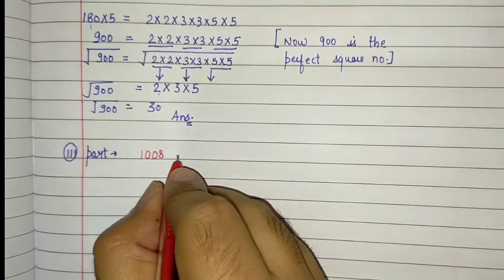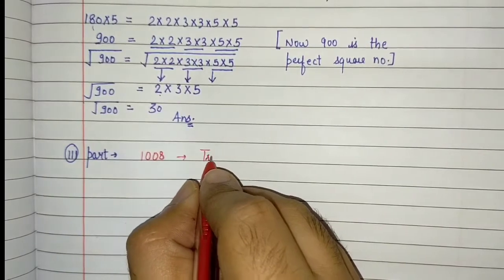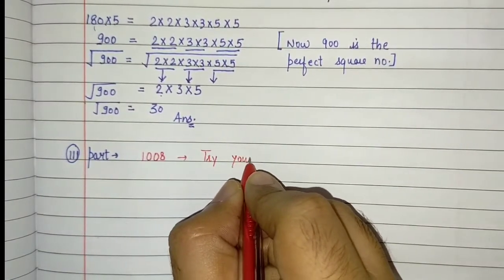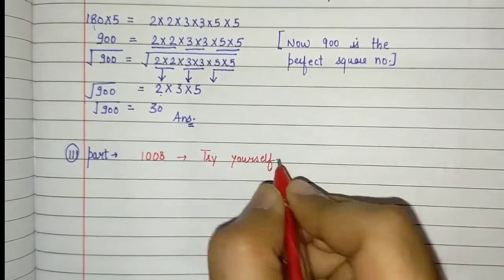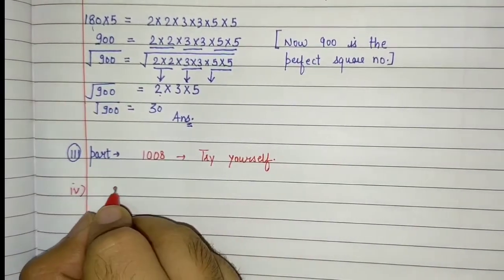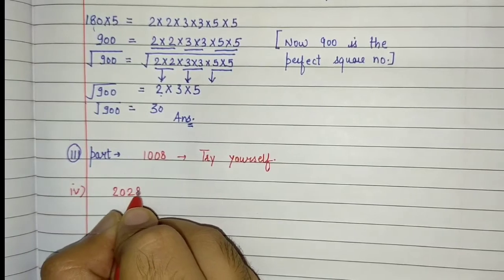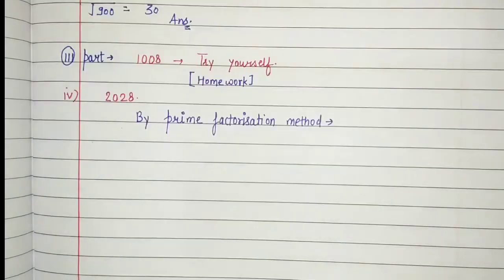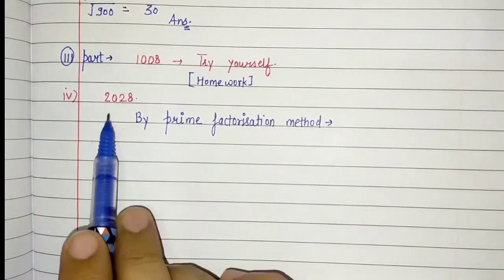Okay, now the third part is 1008. So you can try yourself. Okay, this is your homework. Now the fourth part is 2028.